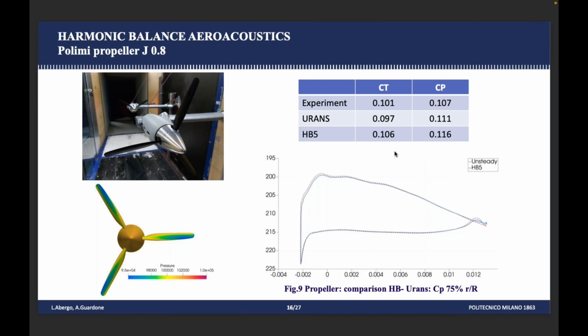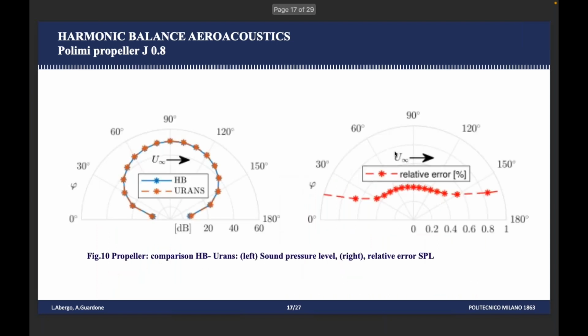An experimental campaign has been conducted at Politecnico, and so we can compare the thrust and the CP also with experiments, and we obtain a really good agreement. And I'm reporting also the CP plot at 75% of the blade radius, and they match really well. And also again, the SPL shows a relative error under 1%.